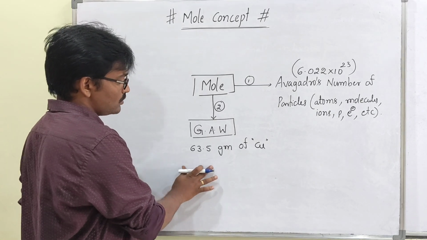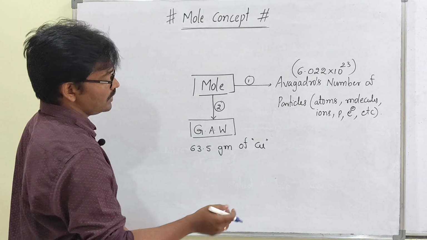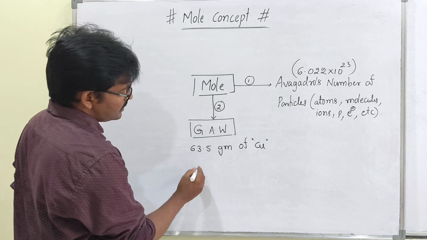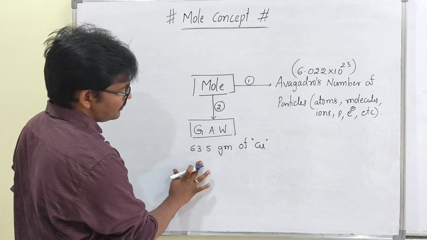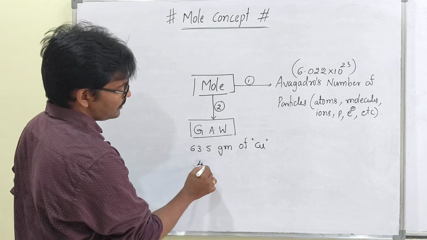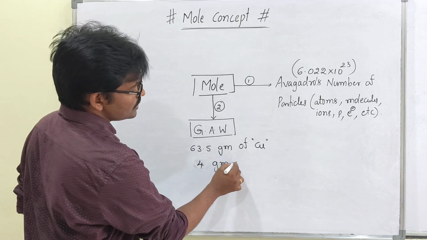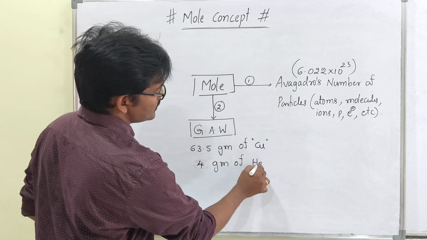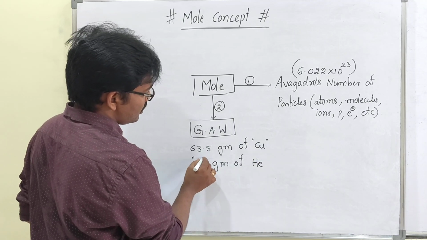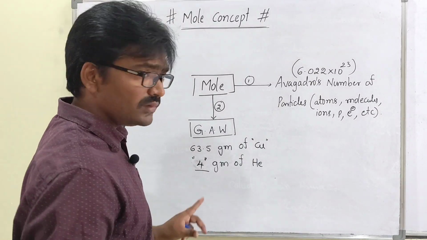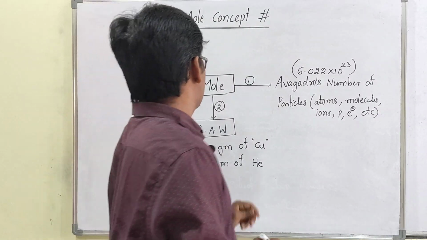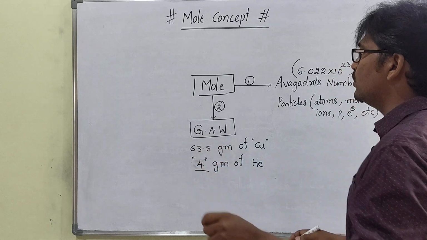If you take the atomic mass of an atom, for example helium, how many grams of helium? 4 grams of helium. That is 4 grams, the atomic mass of helium, which we call the gram atomic weight of helium. Clear, my dear students? So gram atomic weight is equal to 1 mole.